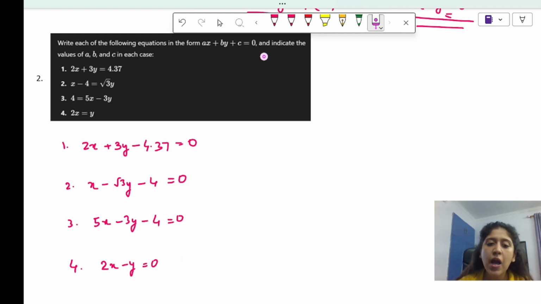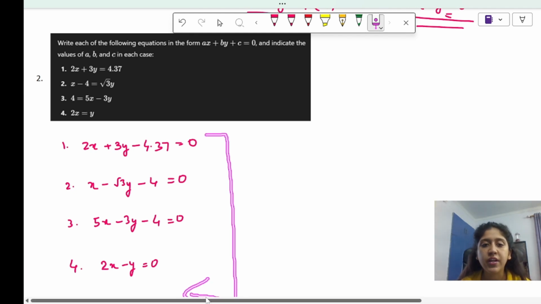Okay, ये just आपको एक brush up करने के लिए था that how to actually form a linear equation.